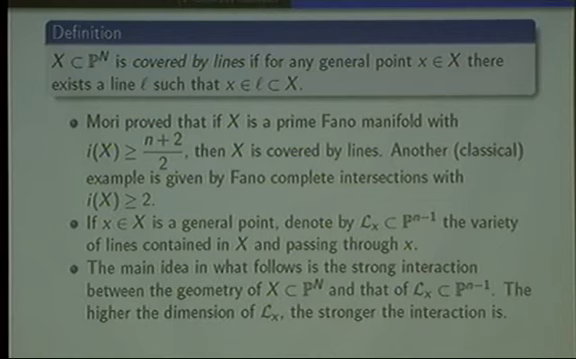Maybe it is a place to point out that this is a classical aspect of a nowadays famous contemporary theory due to Hwang and Mok, namely the variety of minimal rational tangents, of which this is the classical aspect, because here the curves are lines, so their tangents are themselves, right? In the obvious sense. Moreover, the higher the dimension of the variety of lines, the stronger the interaction is.